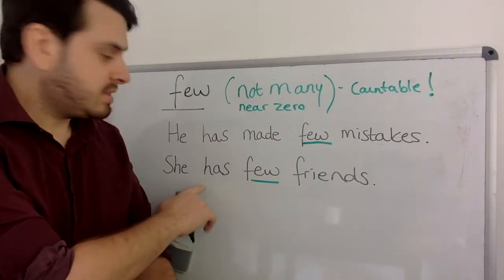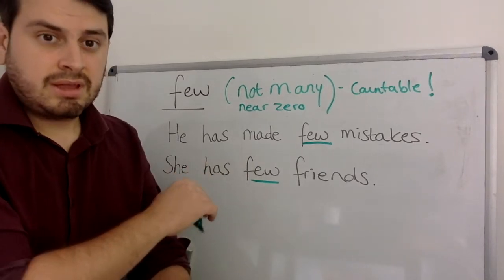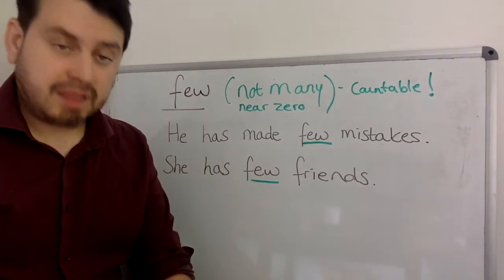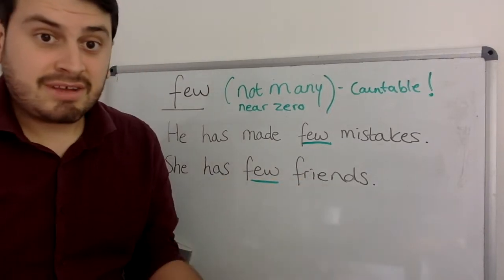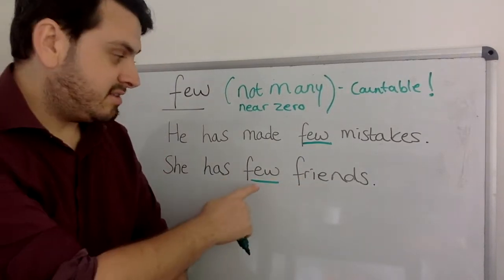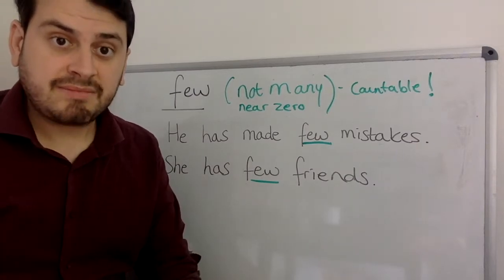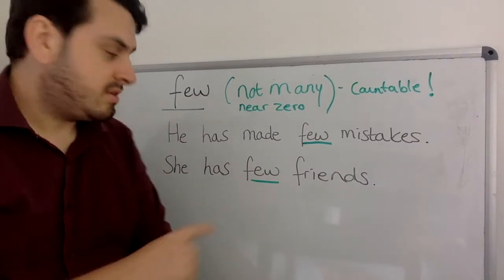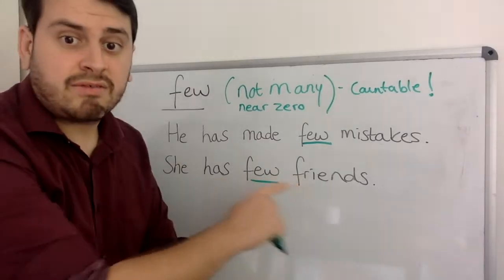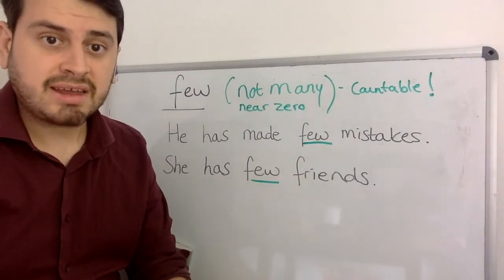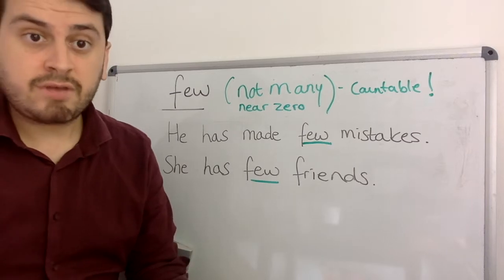The last one has. So this is just talking about now in general. She has few friends. So she doesn't have many friends. In this instance, few is the opposite of many. So this is what this means here. We could also say she doesn't have many friends. This has the same meaning. Okay, so that's a few and few.